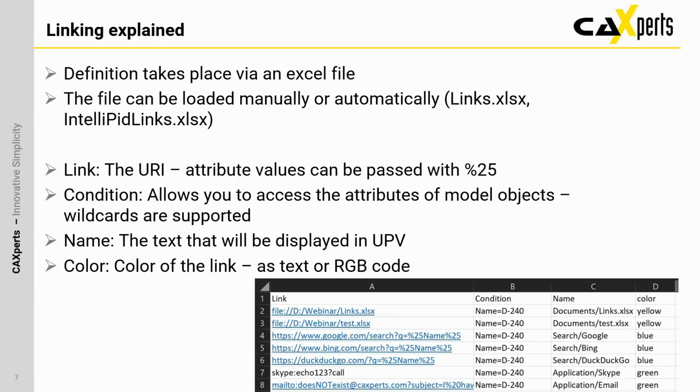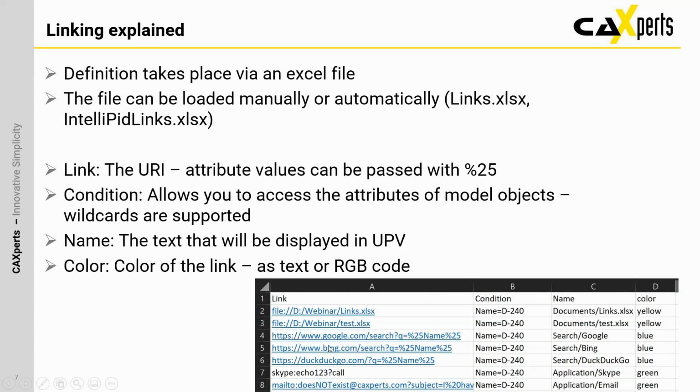To explain the linking a little more in detail, the definition of the links takes place via an Excel file. I will show this later on. However, the links can also be added using our SDK, which I will also explain later. This link file that you are using can either be loaded automatically, so all of the users will get the same links for all of the objects, or you can also do this manually by saying, I want to load a link file and specifying the file you want to load.